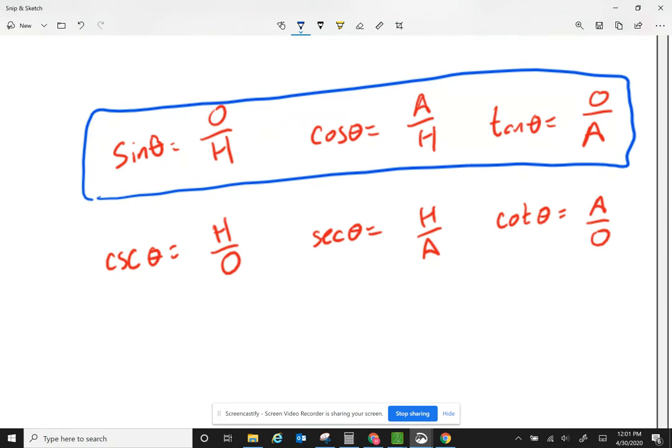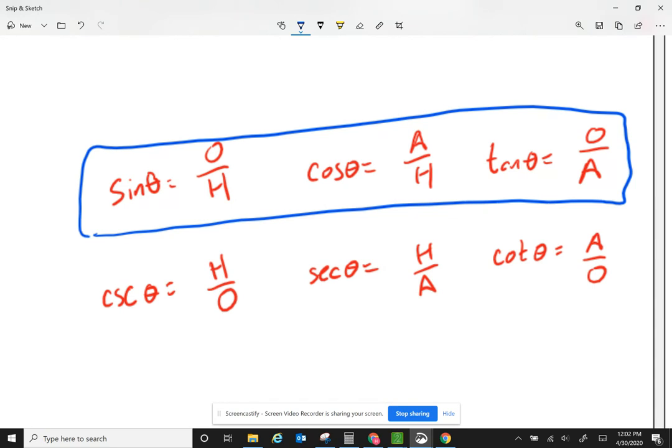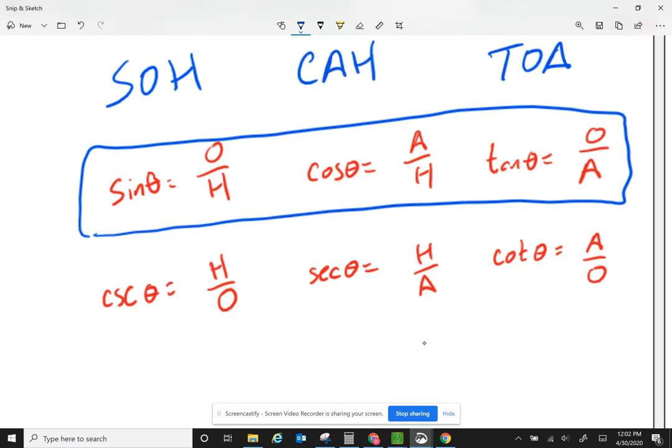Now, sine, I want you guys to remember opposite over hypotenuse. Cosine is adjacent over hypotenuse. Tangent is opposite over adjacent. And there's an acronym that's going to help you guys remember it. We have this thing that we call SOHCAHTOA. Now, what does SOHCAHTOA stand for?